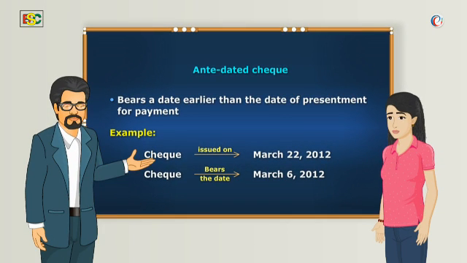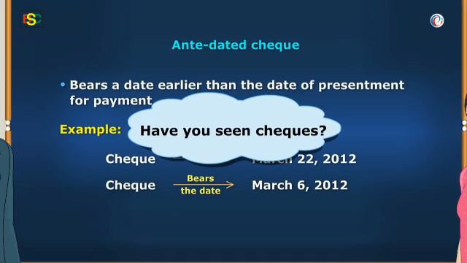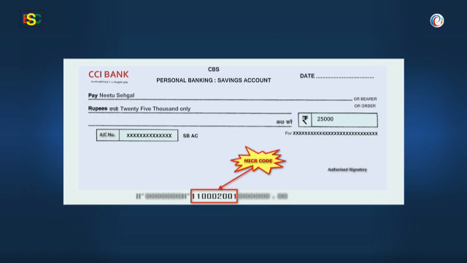Vidya, tell me, have you seen checks? Yes, Baba. Then you must have seen magnetic ink barcodes printed on the bottom of banks' check leaves. Yes, sir. But I do not know the significance of these codes.